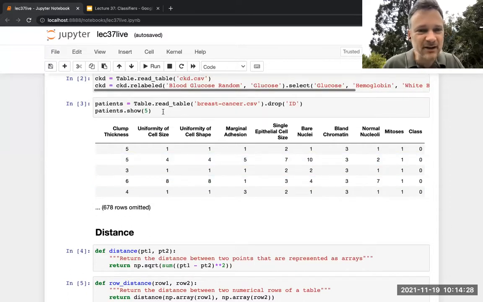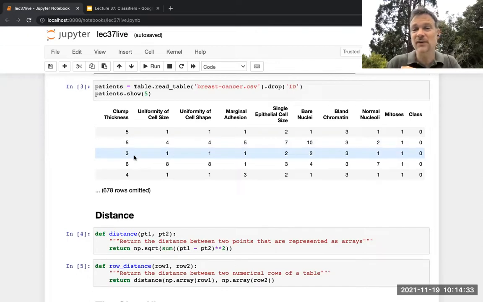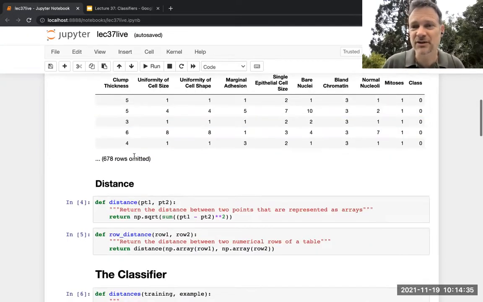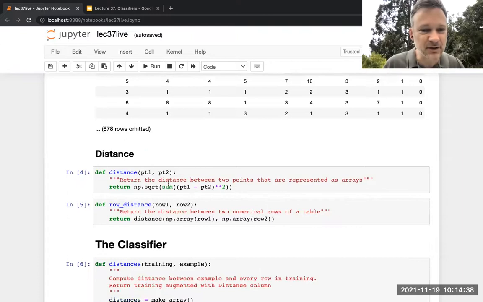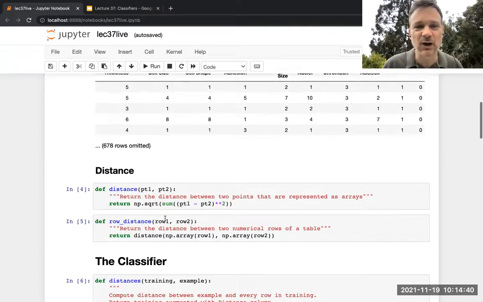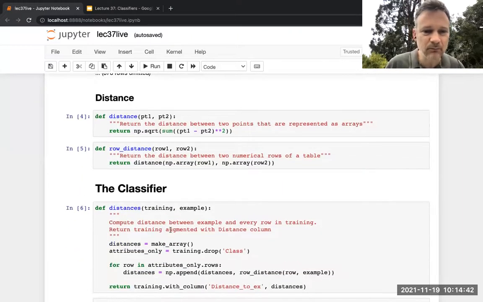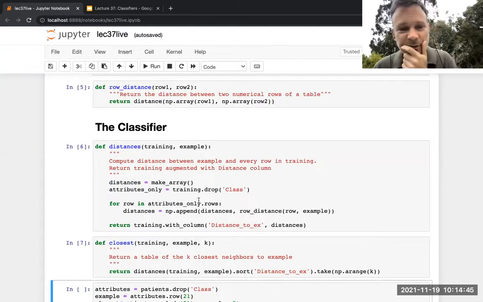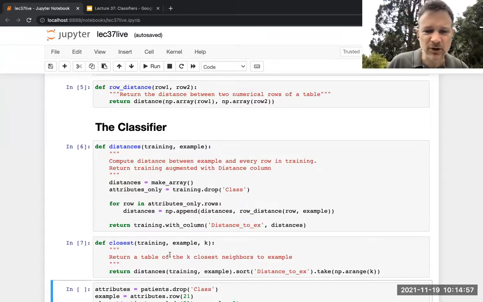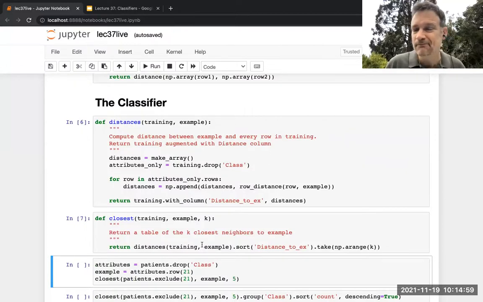So we had this data set here of historical patients who had this breast cancer test done, and we built a function to compute the distance between two rows in this table, and we built a function that would compute a table with all the distances added, compute the distance to each example in the training set, and we built a function that would sort those by distance.